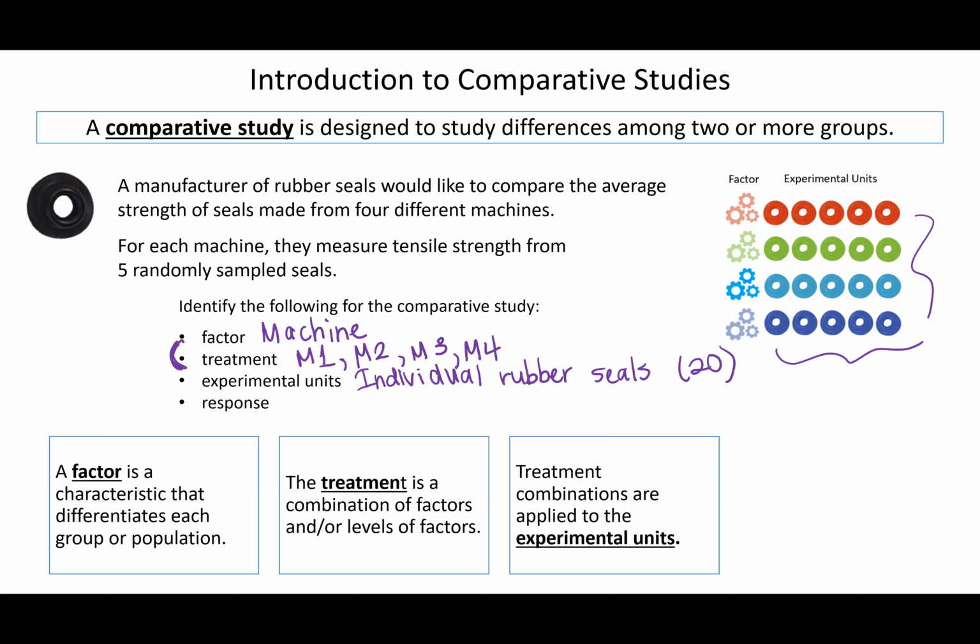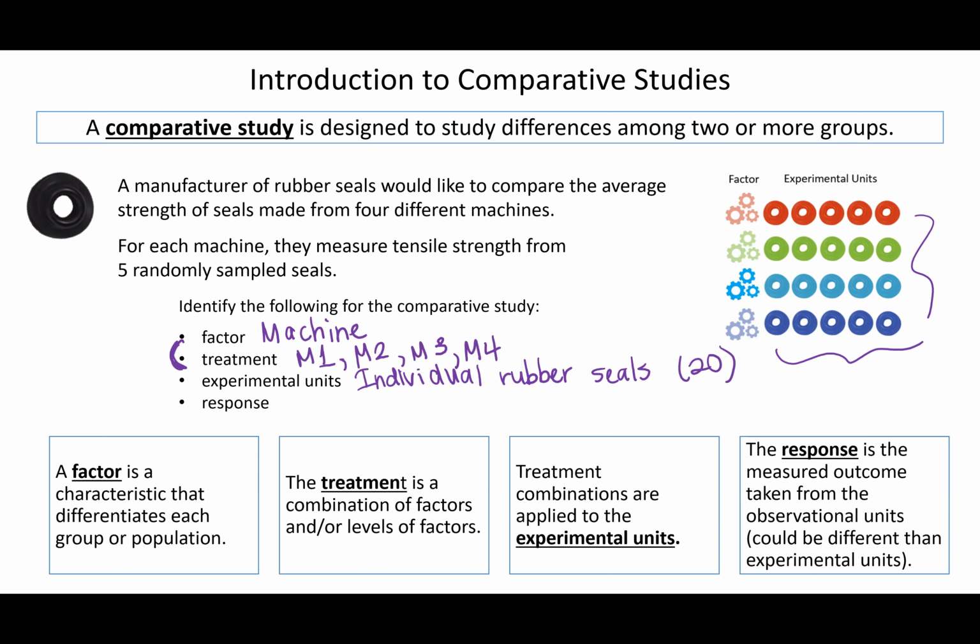And then my response. My response is going to be, what do I actually measure from each one? So what is that measured outcome that I measure from each one? Absolutely asking yourself what is the response moving forward is going to be super helpful. It tells you, am I looking at an average? Am I looking at a proportion? What kind of test am I looking at? Knowing what you're actually collecting from each individual in the data set, super important.